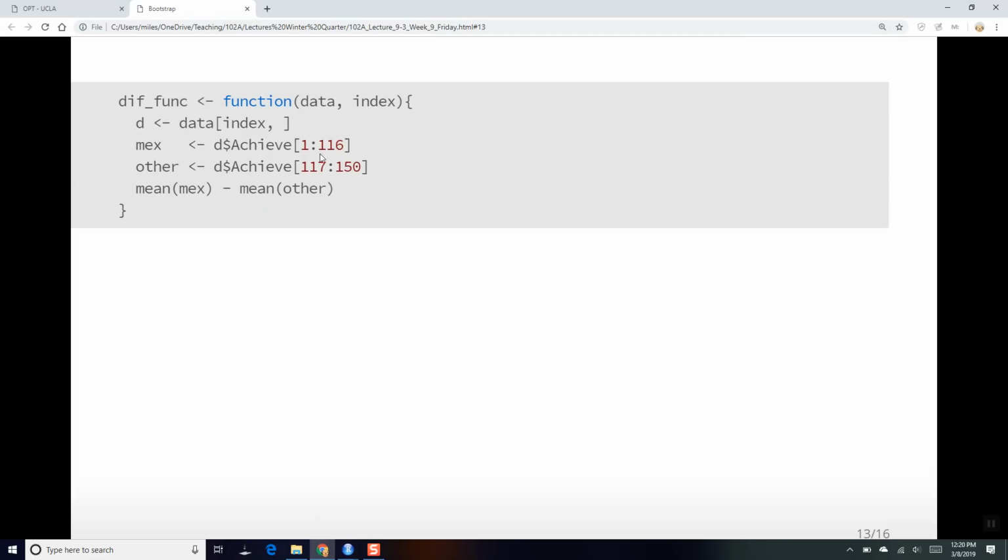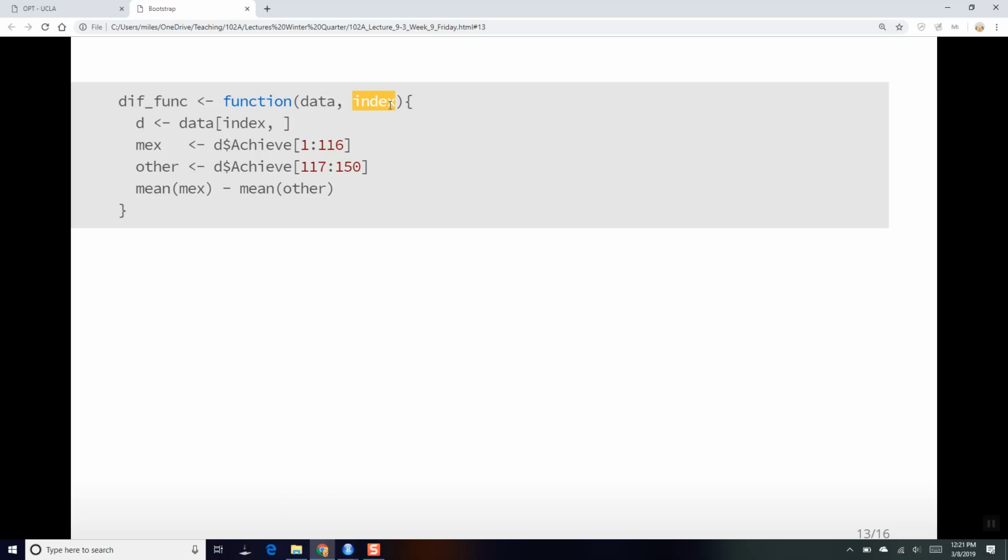I wrote this in too many lines just so it's easy for you to see. I could have done this in 1 line. The first thing I do is subset data, because that's one of the arguments, and I subset the data using the index. Bootstrap will provide this argument data and this argument index, because when we call boot, we specify the data and the function, and what boot does is take the data we've specified, pass it to this function that we write, and also pass the argument index into this function.